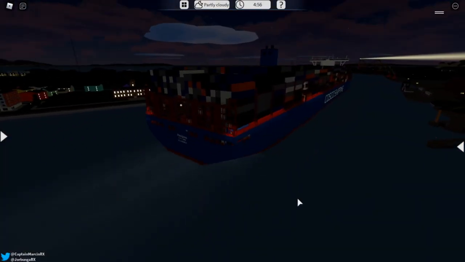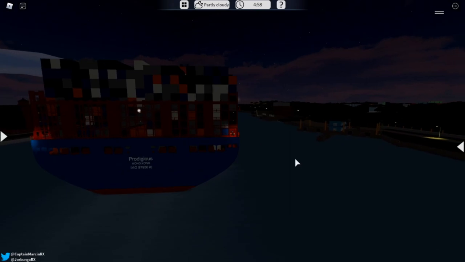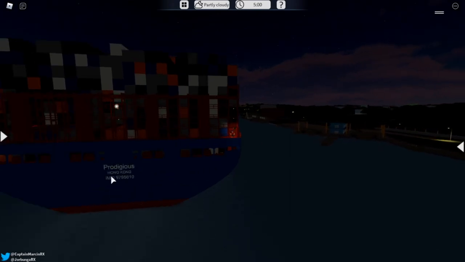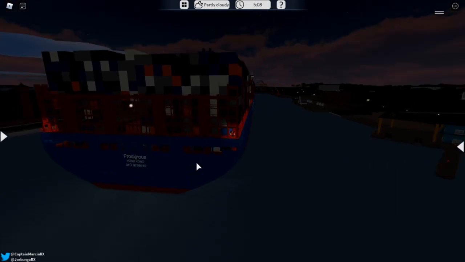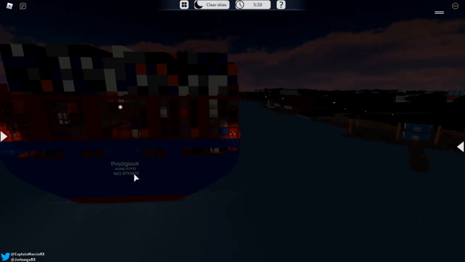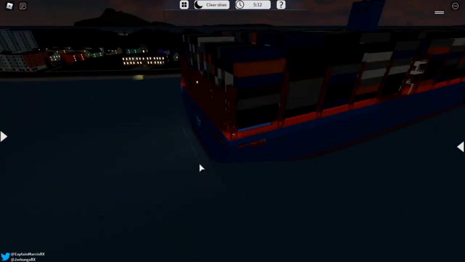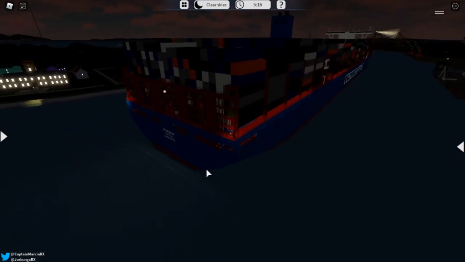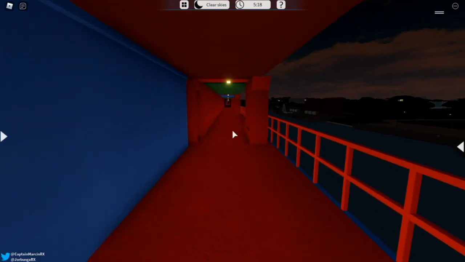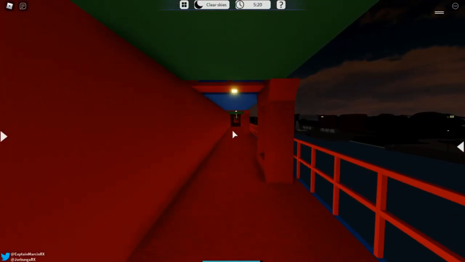And here we are in the back. So at the back of the Cosco Shipping skin, we can see again the name Prodigious. It's from Hong Kong, and then you can see a number and some letters right there. Now I'm not exactly sure what that means. I should have to look it up, but I think that's the number which you can identify the ship by. Now we can go back here and take a look at the rear funnel.